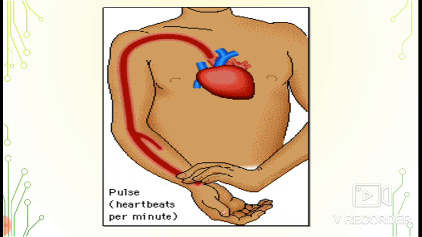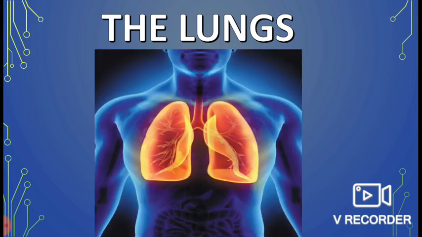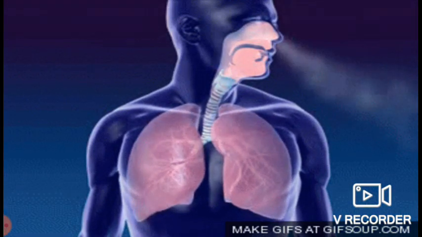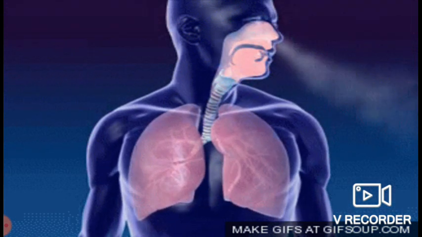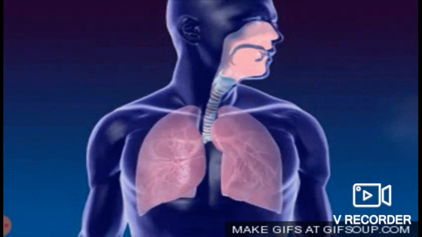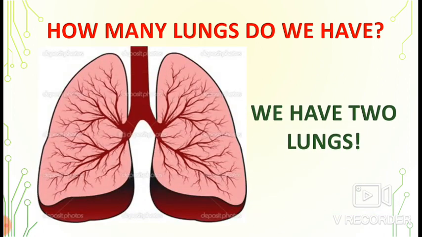Our next internal organ is the lungs. Students, do you remember in lesson number 9 we learnt how important air is and without air we cannot survive. When we breathe in, we take the air in through the nose. The internal organs through which air is supplied to the body are called lungs. Now see students, how many lungs do we have? Yes, we have 2 lungs.